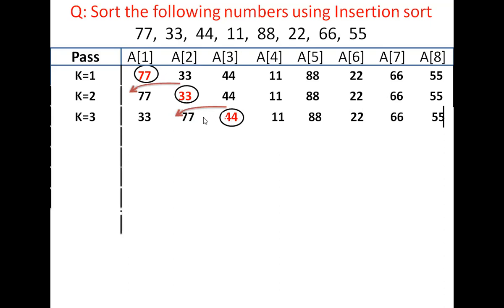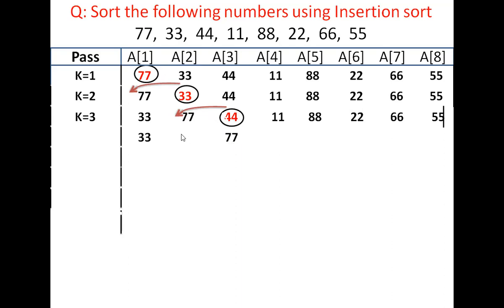The position of 44 in this subarray is between 33 and 77. That means we need to insert 44 in between these two numbers, 33 and 77. So you have to create room for this 44. For that purpose, first, 77 will be copied into A of 3 position.